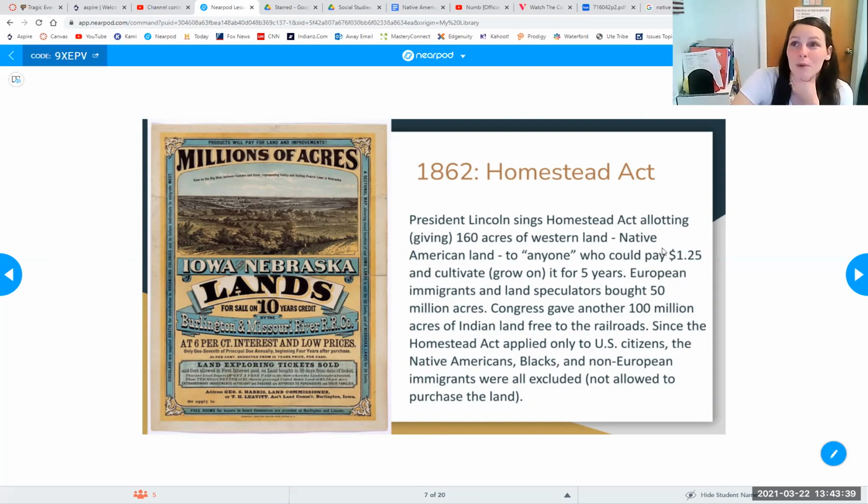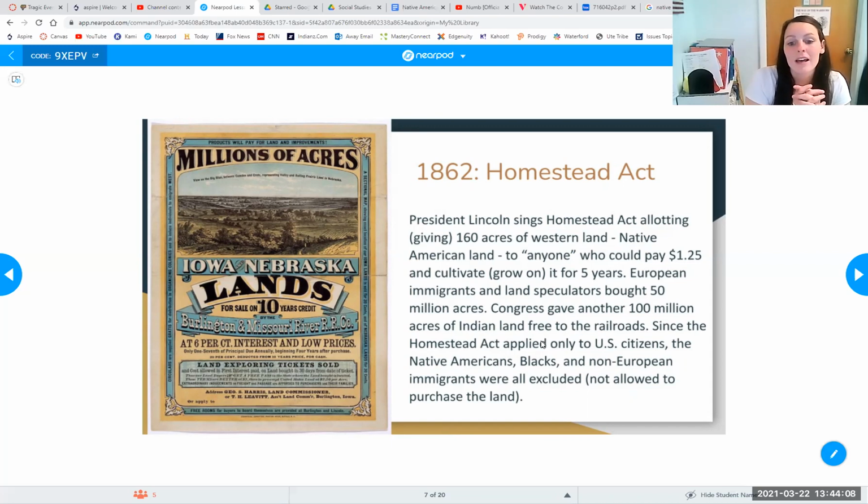Might be upwards of just a few $1,000s for 160 acres, which is unbelievably cheap. So they basically gave Indian land to railroads and speculators. They would buy all this land, especially railroads, and use it to put their railroad towns throughout the railroads. And here's the thing though, they did not let non-citizens purchase the land.